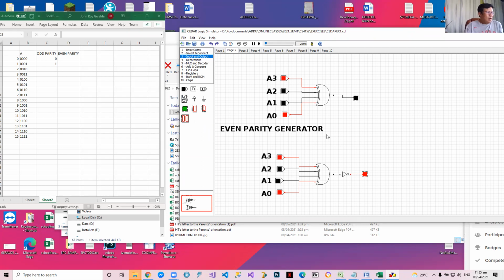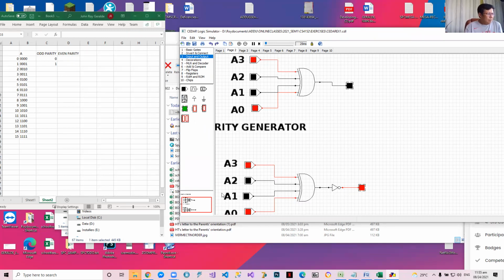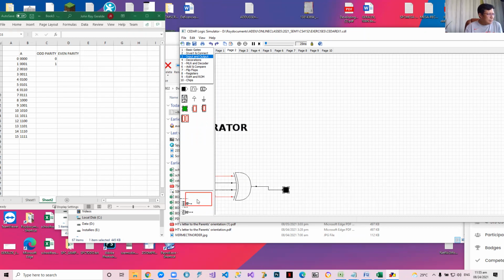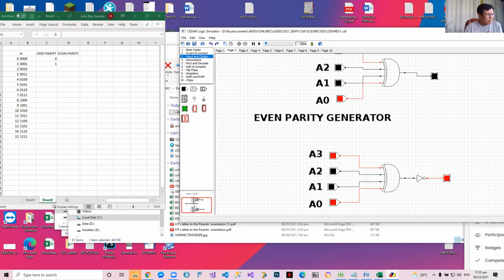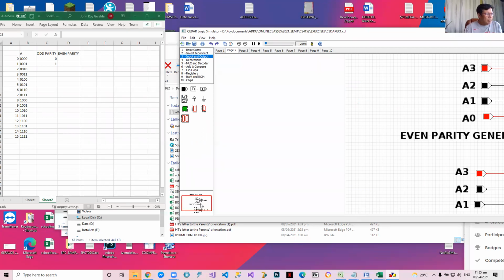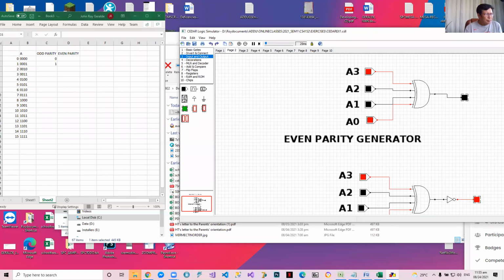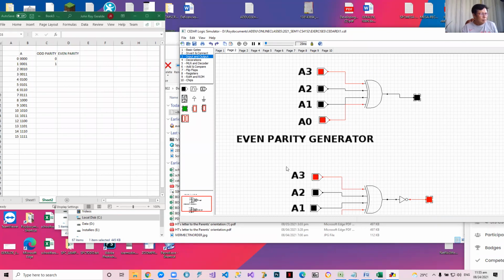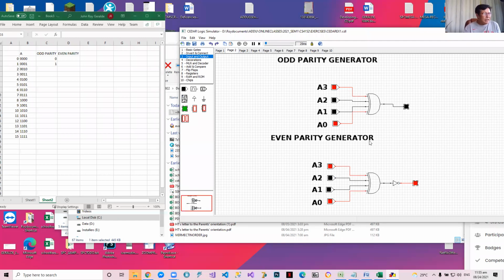Take note, for odd parity. The problem with this is that it's hard to capture on video. For even parity, if you look at that, you can unzoom using the mouse. So this is 1001. This is even parity, so the odd parity is 0. 1001, it's even parity, so the even parity is 1.